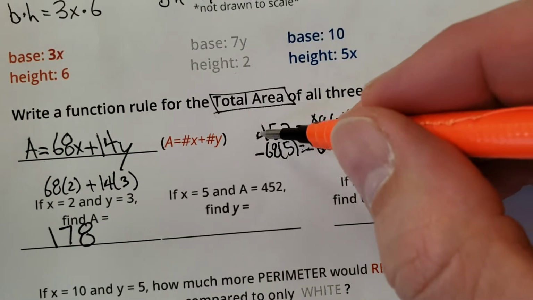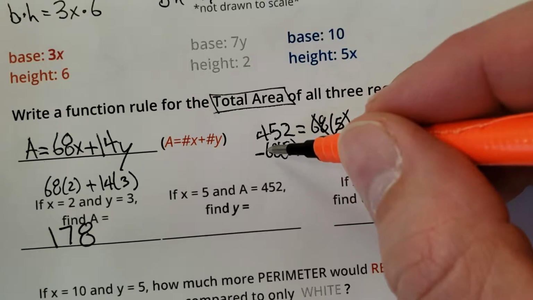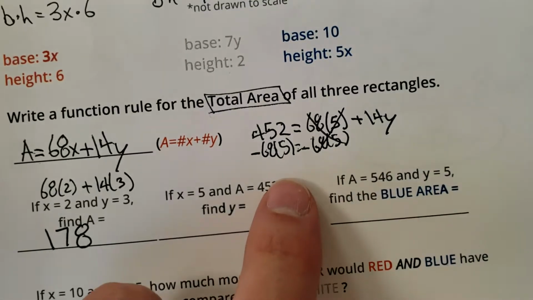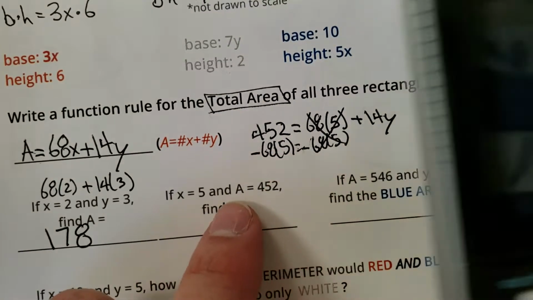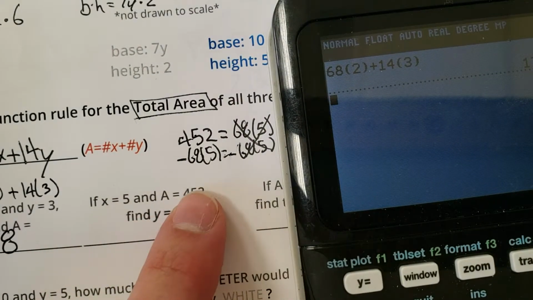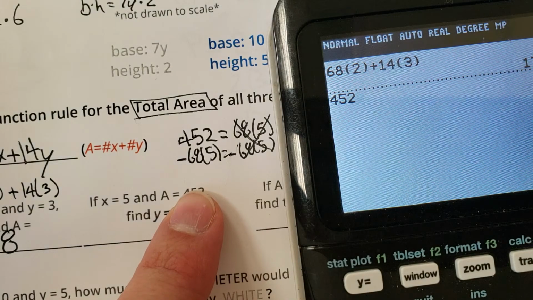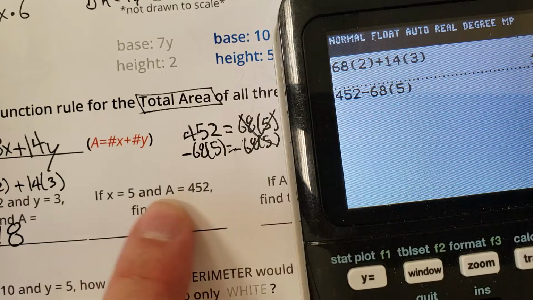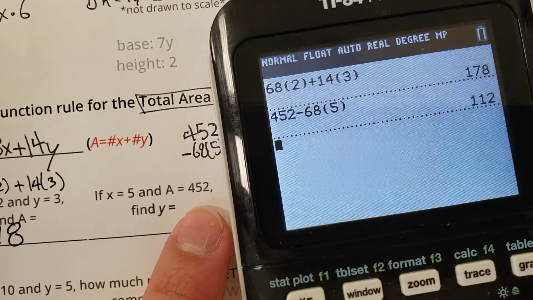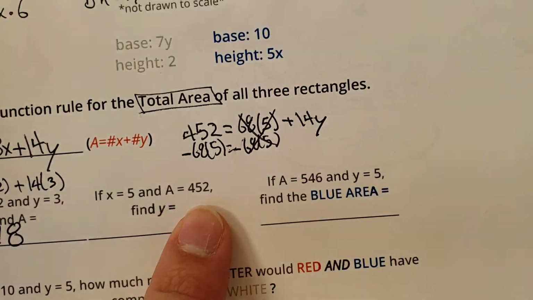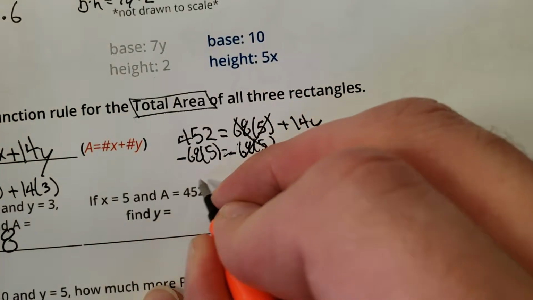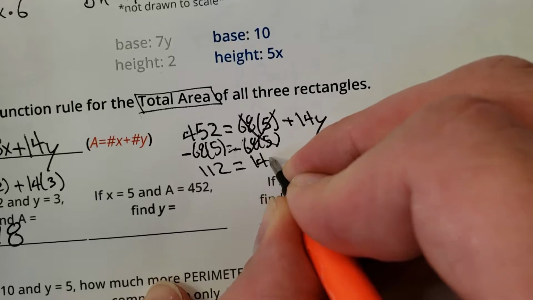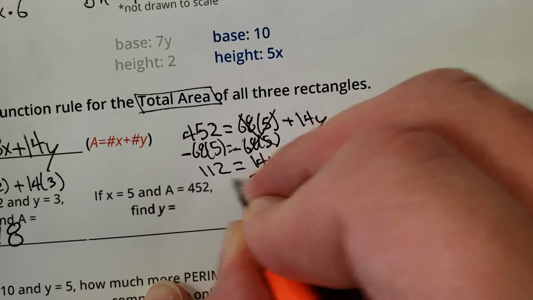So 452 minus 68 times 5 would be the same thing anyway. I don't have a lot of room. It's not my fault. There's not a lot of room in here. Okay, so don't judge me. 452 minus 68 times 5. Again, double check, I plugged in a 5. There we go. Now that's what 14y is going to equal. So we have 112 equaling 14y. So divide by 14.